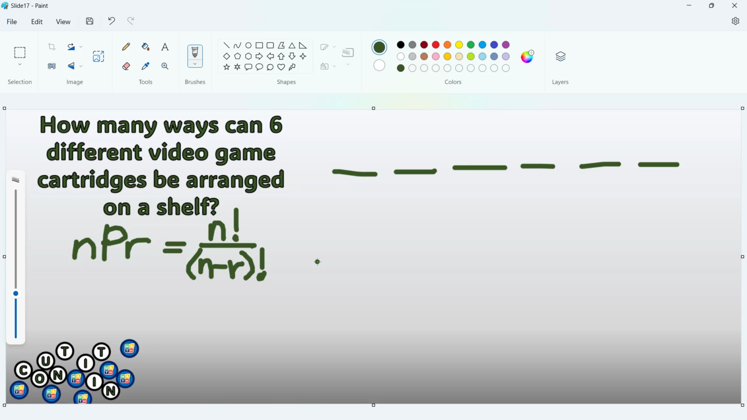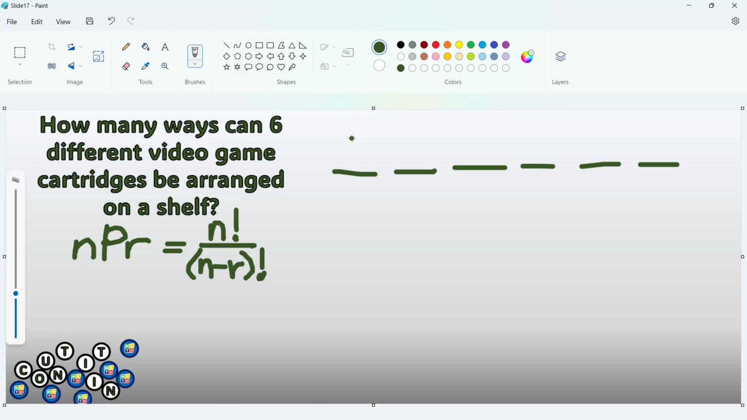We can only use permutations with these 2 different concepts. Number 1, there should be no repetitions. Of course, once you place a certain video cartridge in the first placement, it can no longer occupy the rest of the placements. That is why there's no repetition here, there's no replacement, and we are sure that once a cartridge has been placed on a certain placement, it can no longer occupy the others.